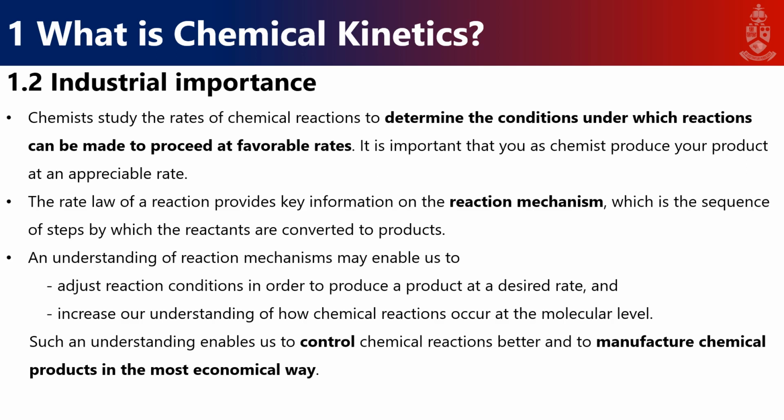Also, it can give us key information on the reaction mechanism. What do I mean by a reaction mechanism? That is the sequence of steps by which reactants are converted into products. So an understanding of the reaction mechanism can enable us to adjust the conditions in order to produce a product at a desired rate. And it can also increase our understanding of how chemical reactions occur at the molecular level. In the end, all of this together will enable us to control chemical reactions better and to manufacture chemical products in the most economical way.